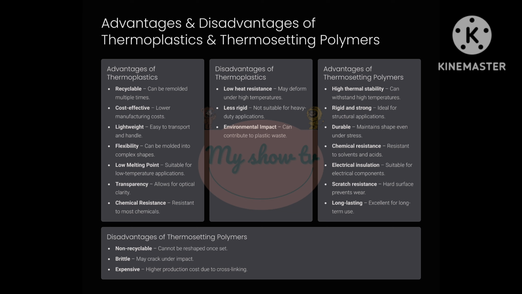2. Disadvantages of thermoplastics. Low heat resistance, prone to deformation under heat. Less rigid, not ideal for high-strength applications. Environmental concerns, potential for plastic waste accumulation. 3. Advantages of thermosetting polymers. High thermal stability, can withstand extreme temperatures.